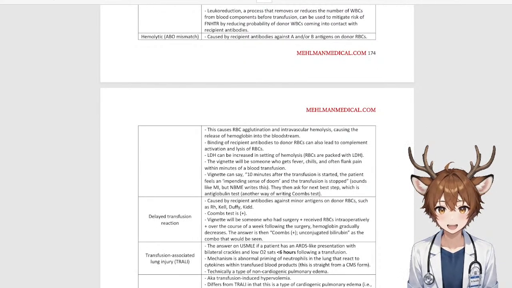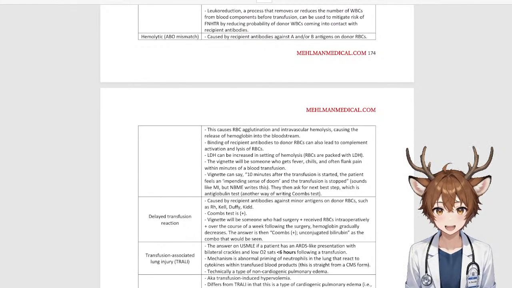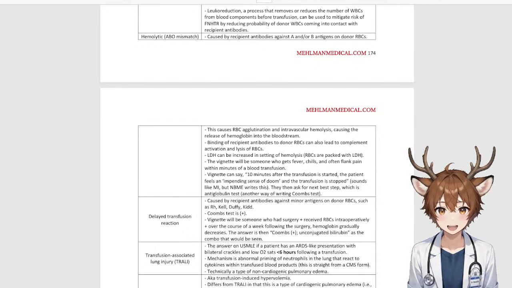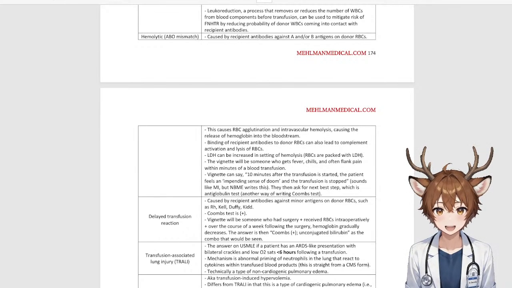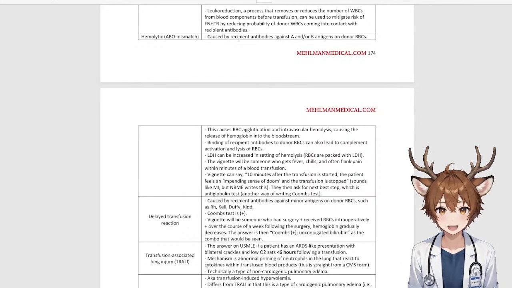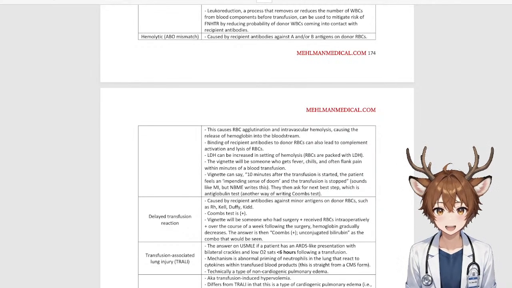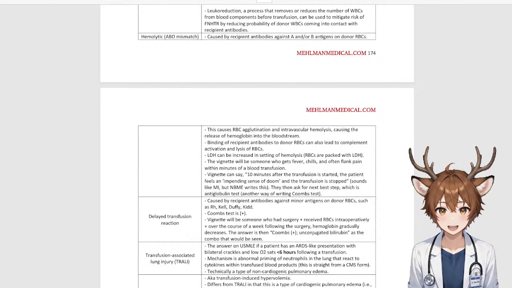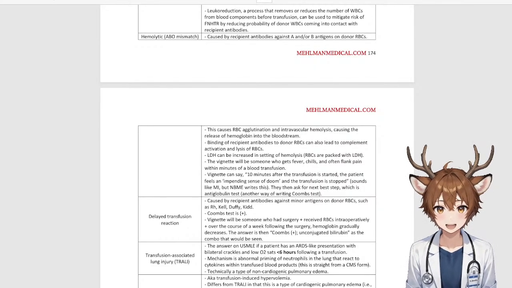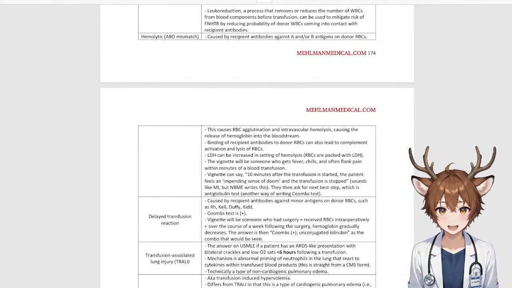Hemolytic ABO mismatch is caused by recipient antibodies against A and/or B antigens on donor RBCs. This causes RBC agglutination and intravascular hemolysis, causing the release of hemoglobin into the bloodstream. Binding of recipient antibodies to donor RBCs can also lead to complement activation and lysis of RBCs. LDH can be increased in the setting of hemolysis. RBCs are packed with LDH.